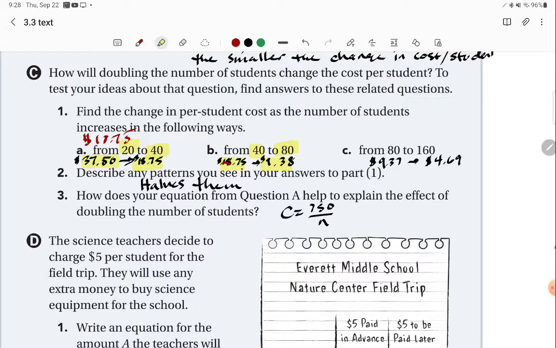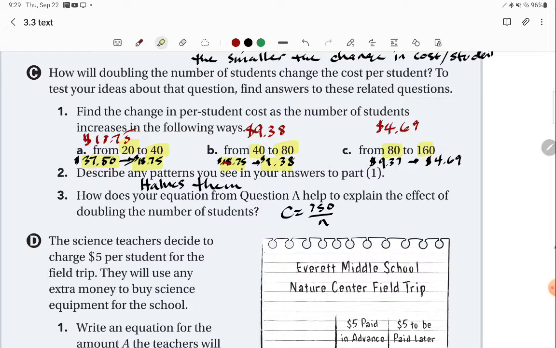It doubles if you go from 40 to 20, right? So it halves. And so it's a change of 938. And on the last one, it also halves. It's a change of 469. Because also in the last one, it doubles from 80 to 160. Now, that answers part 2.